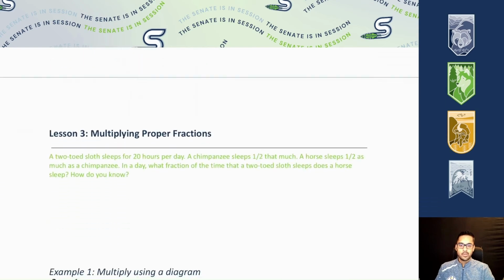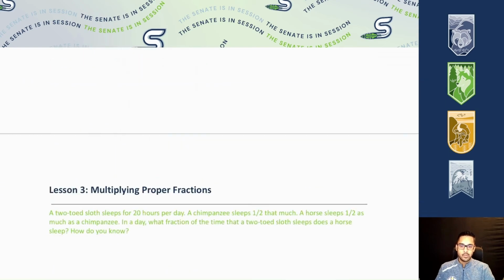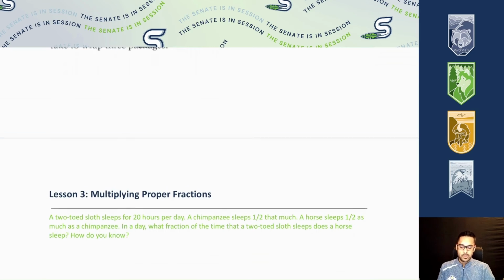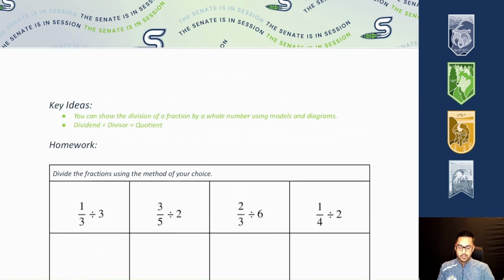When you come back for the next one, we're going to start multiplying proper fractions. So what happens if both parts of that multiplication statement are fractions? Okay, that's what we'll talk about in the next one.